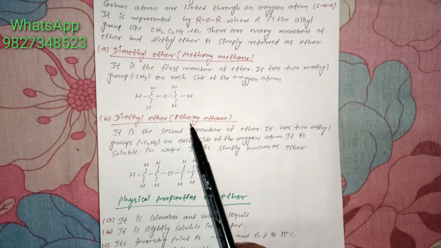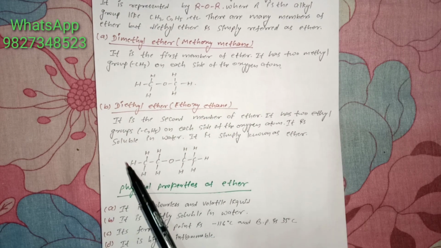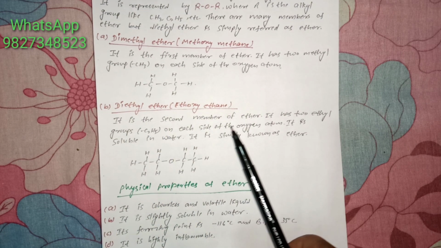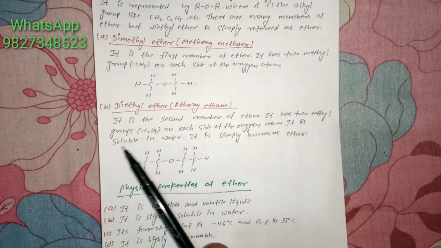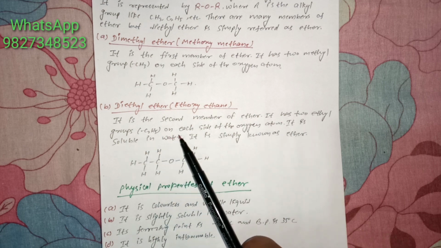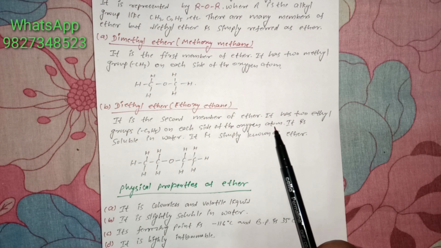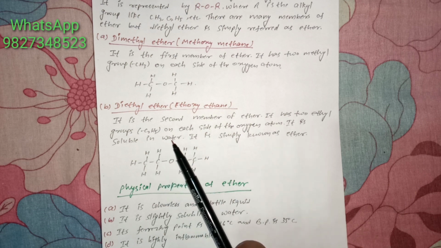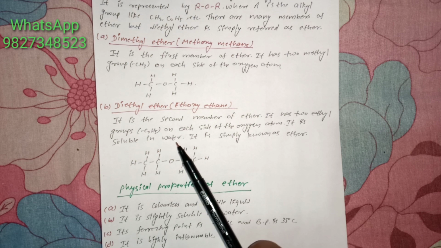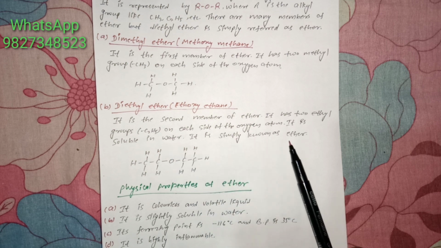Now the second one is diethyl ether, and this is the most important compound of ether. This is simply called ether. Let's see the definition of it. It is the second member of ether. It has two ethyl groups, that is C2H5, on each side of the oxygen atom. It is very partially soluble in water, and it is readily soluble in alcohol. It is simply known as ether.